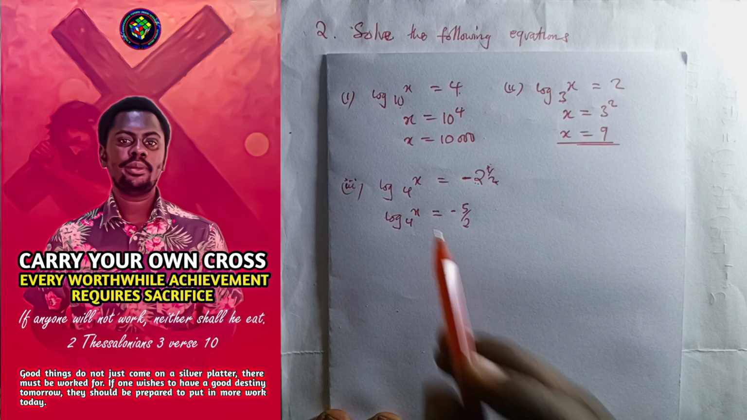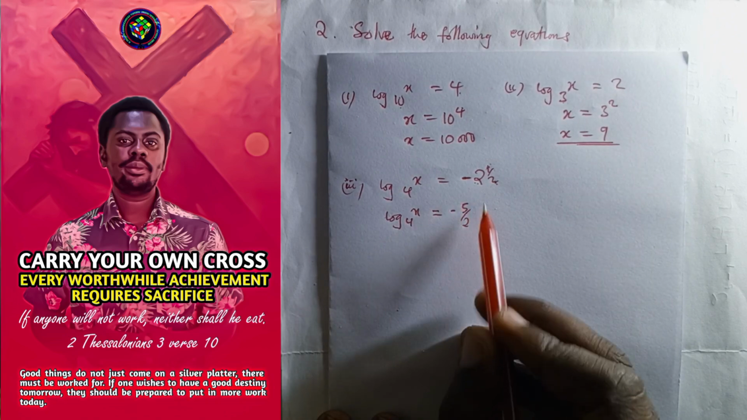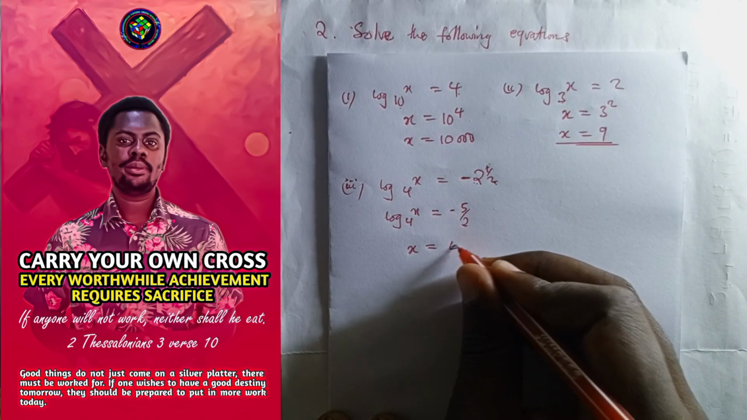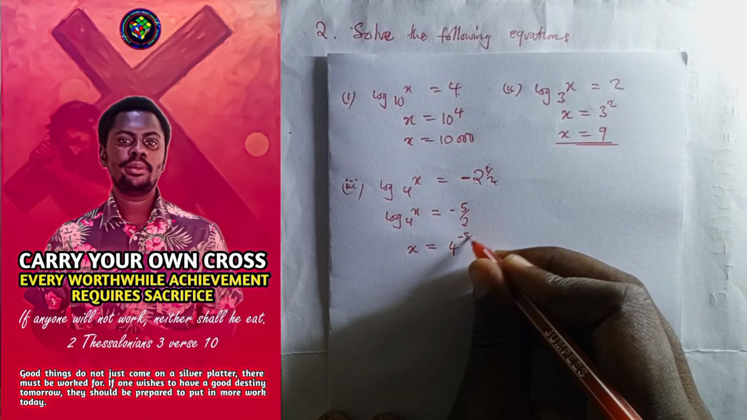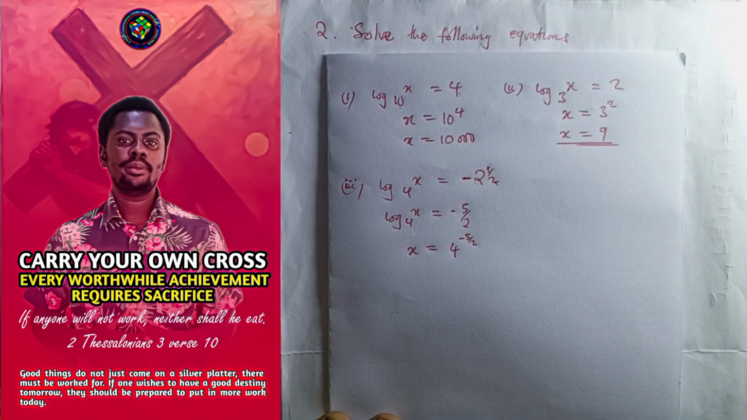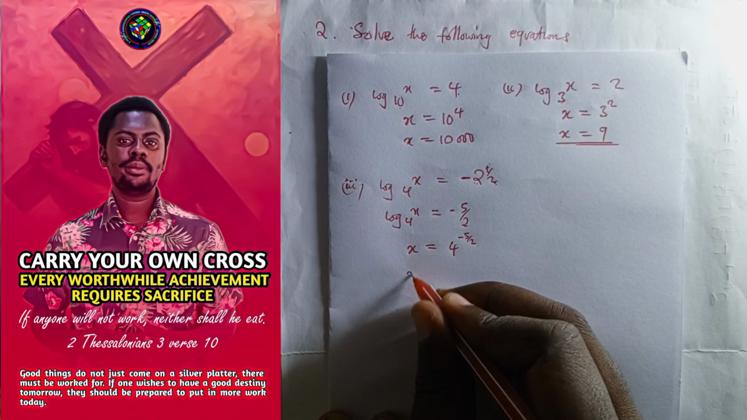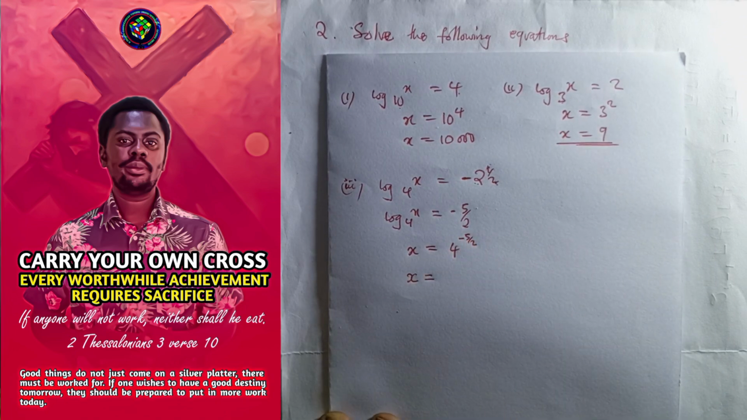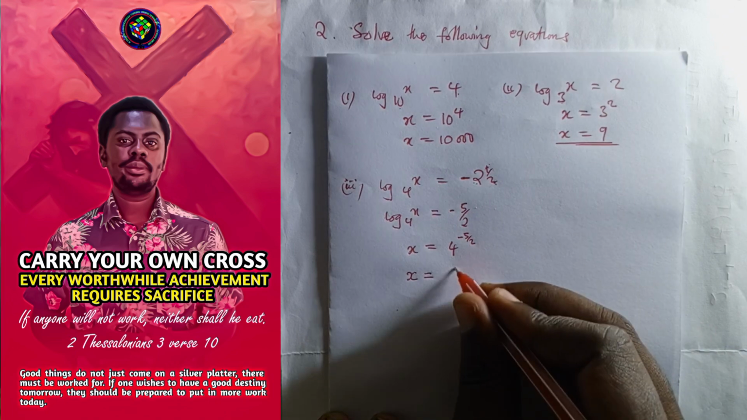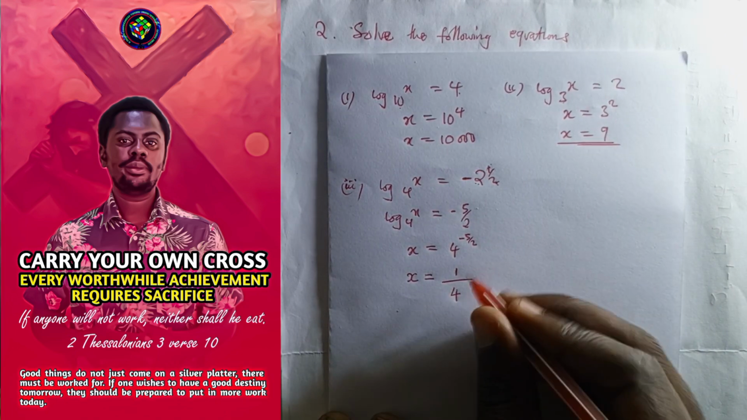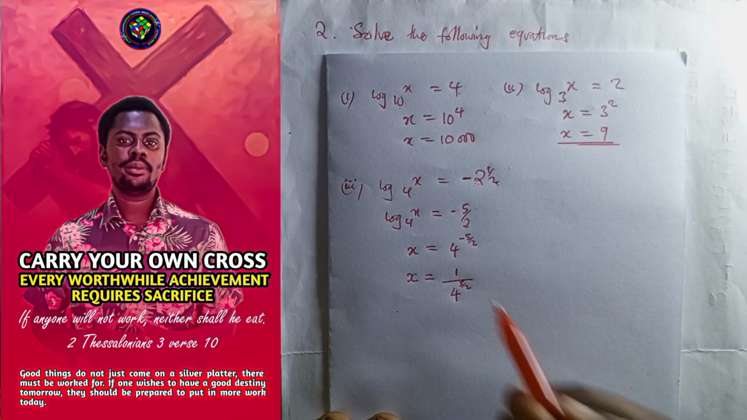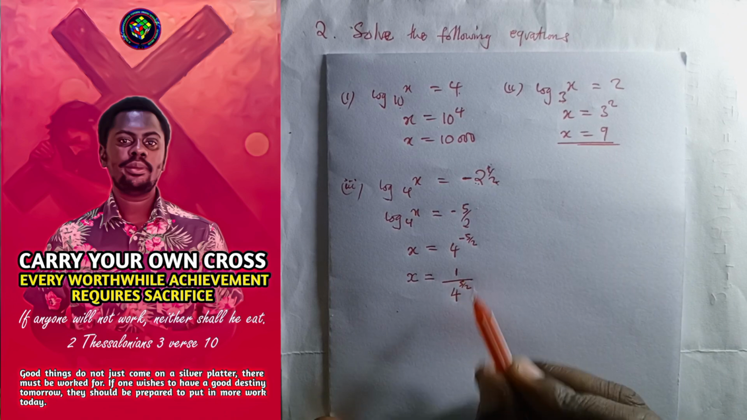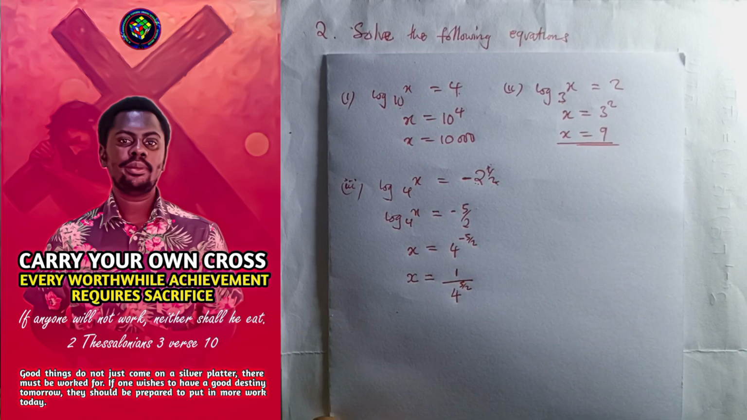In index notation, this is our base and this will be our power. So we are going to have x is equal to 4 to the power negative 5 over 2. When you have a negative power and want to make it positive, we introduce a 1. So this will be 1 over 4 to the power 5 over 2. Now the 5 over 2 has become positive. Whenever you introduce a 1, the power changes sign.